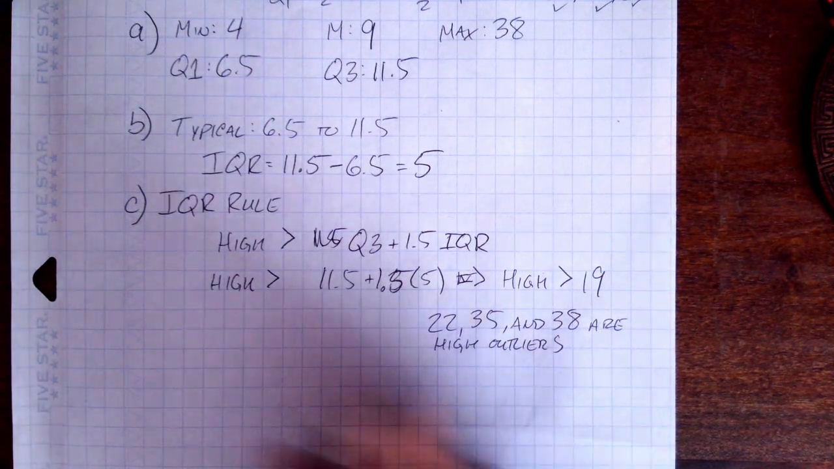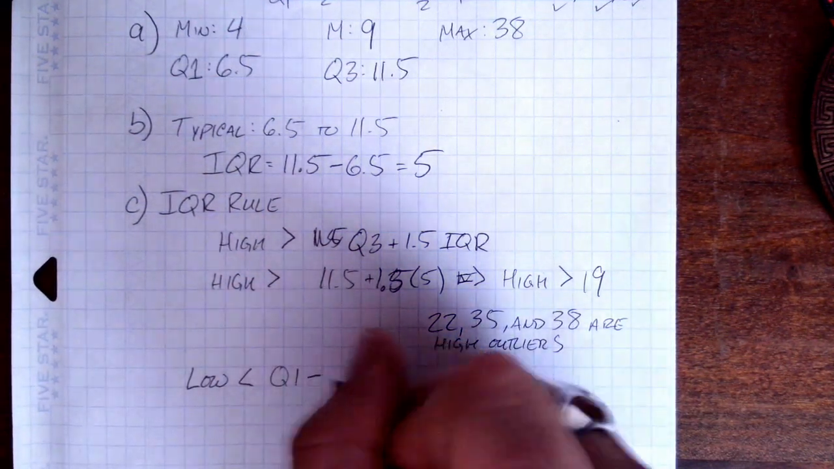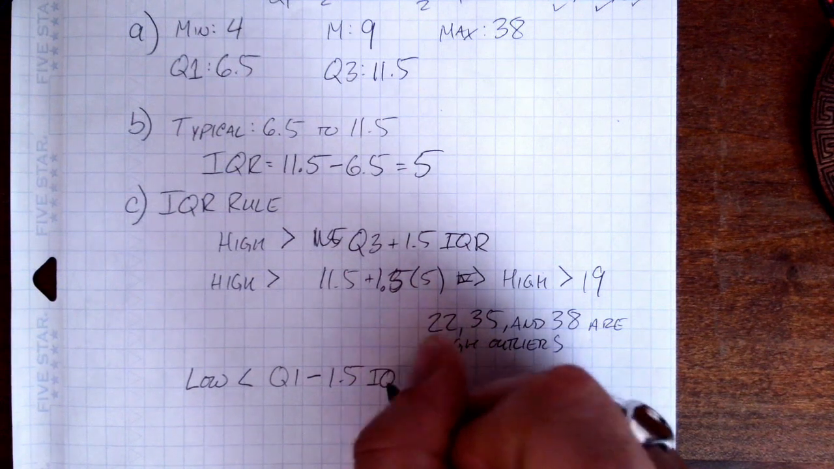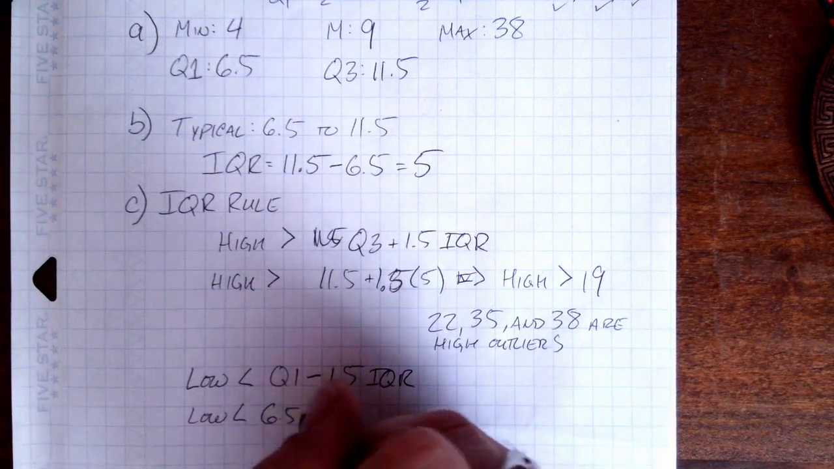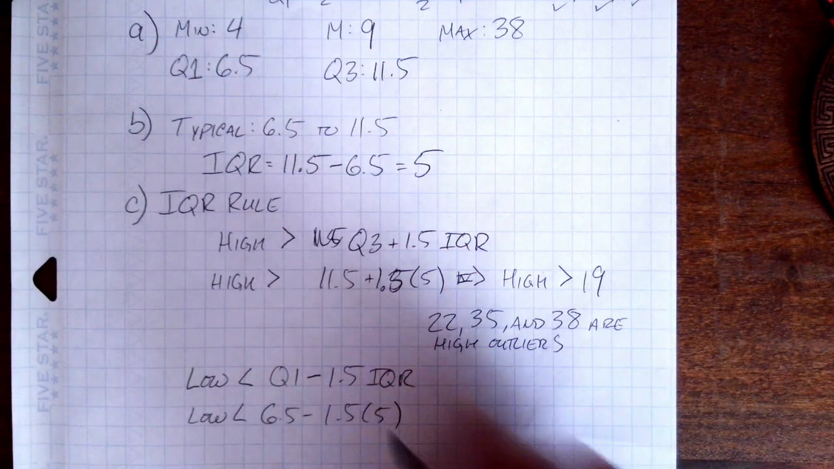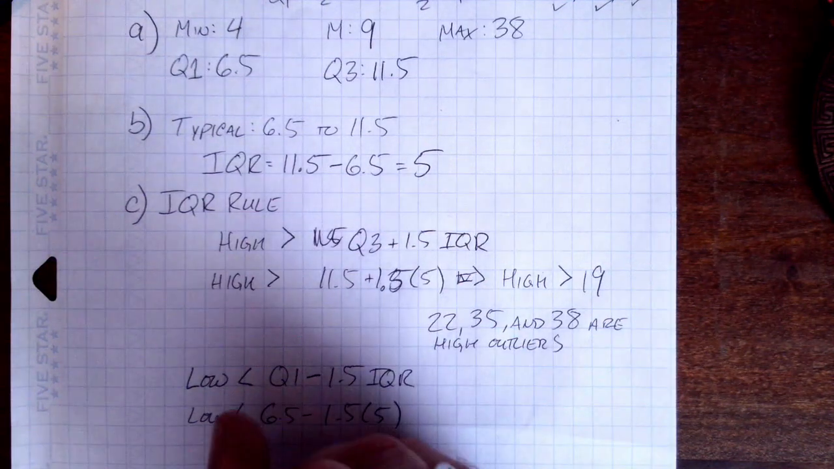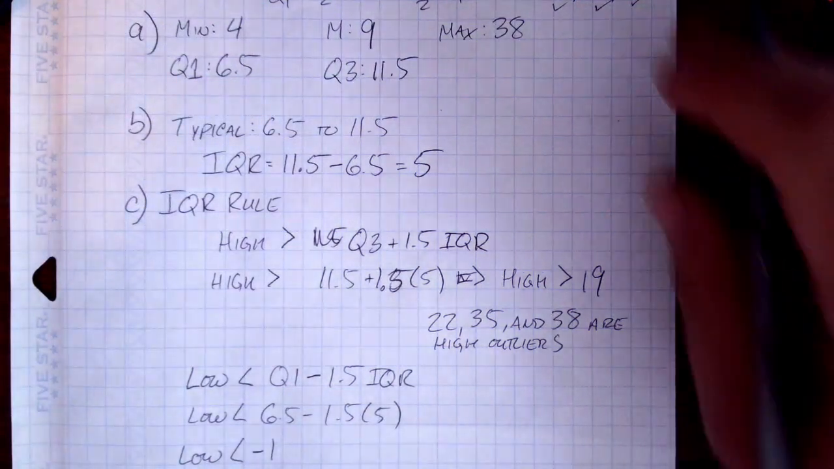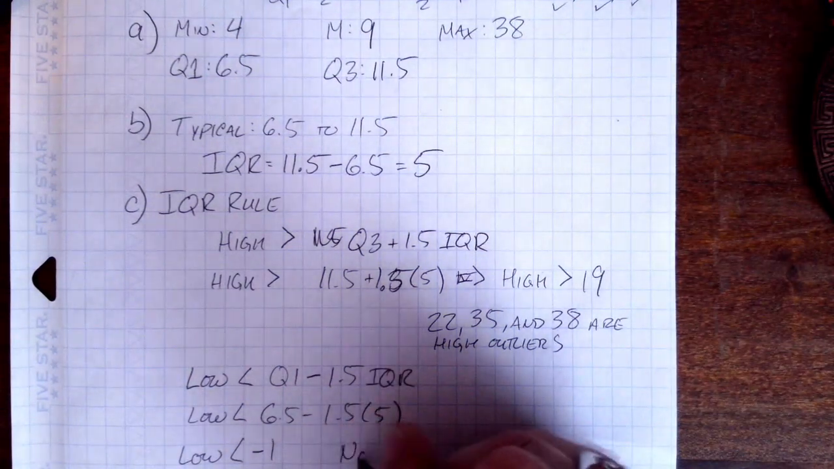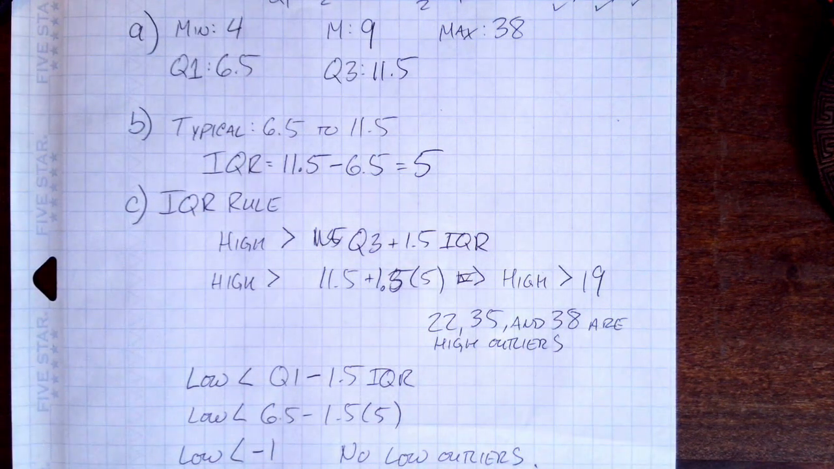But that's only half of the IQR rule. We also have to check for low outliers. Low outliers are going to be less than Q1 minus 1.5 times your IQR. So again, our low outliers are going to be numbers that are smaller than 6.5 minus 1.5 times 5, or anything lower than -1 pairs of shoes. Can't really have -1 pairs of shoes here, so there are no low outliers. And that was example 1.